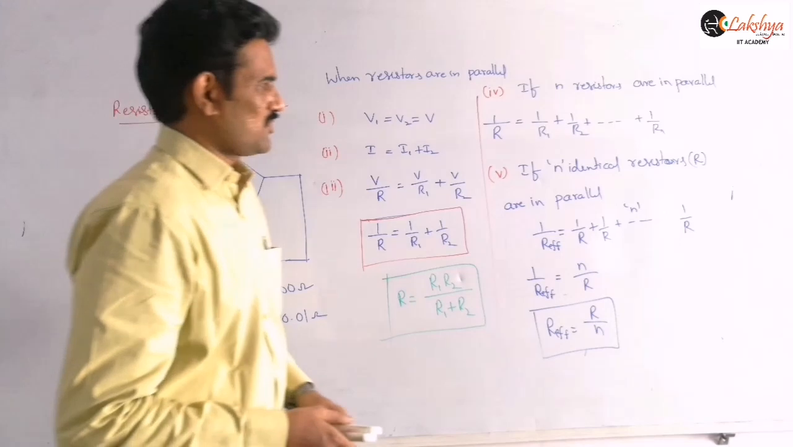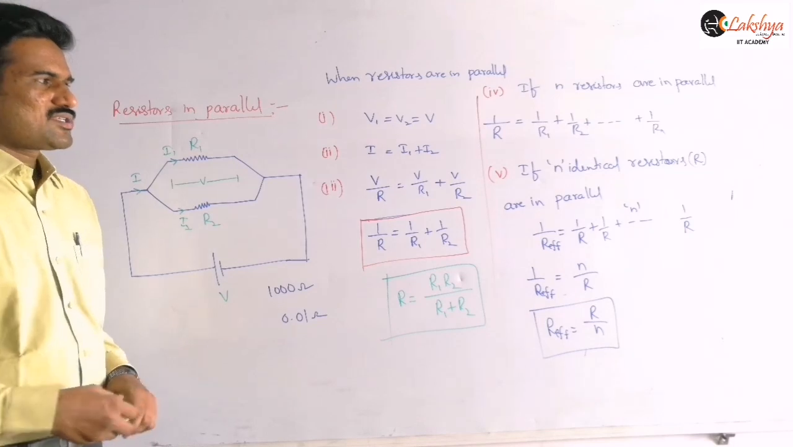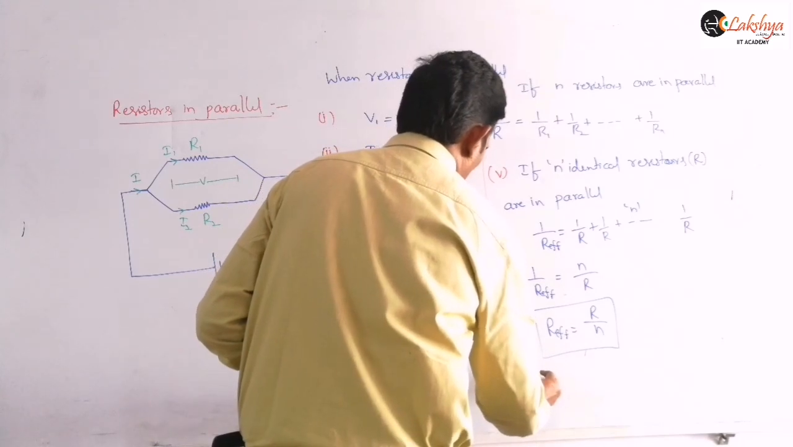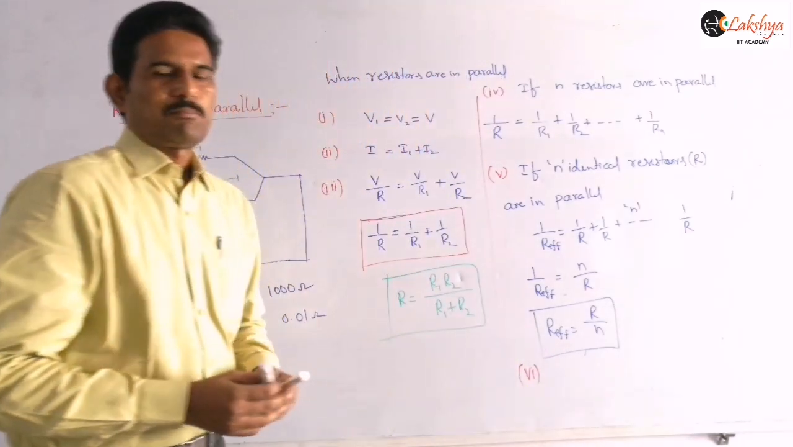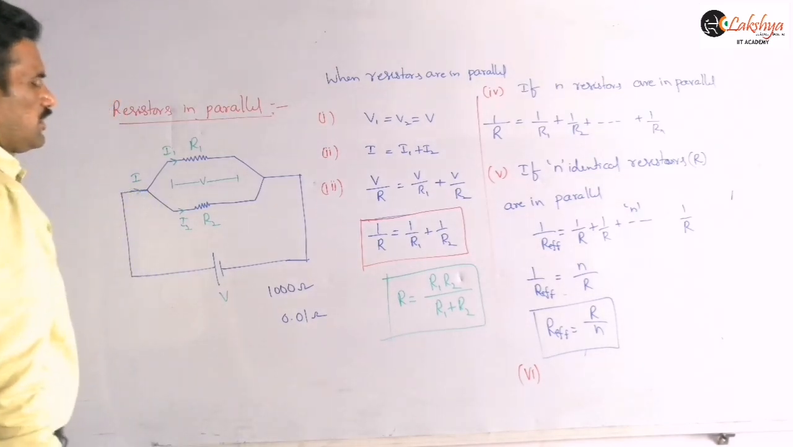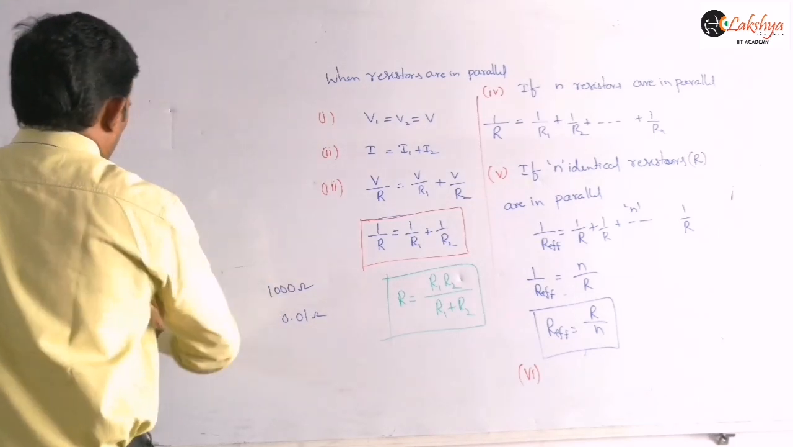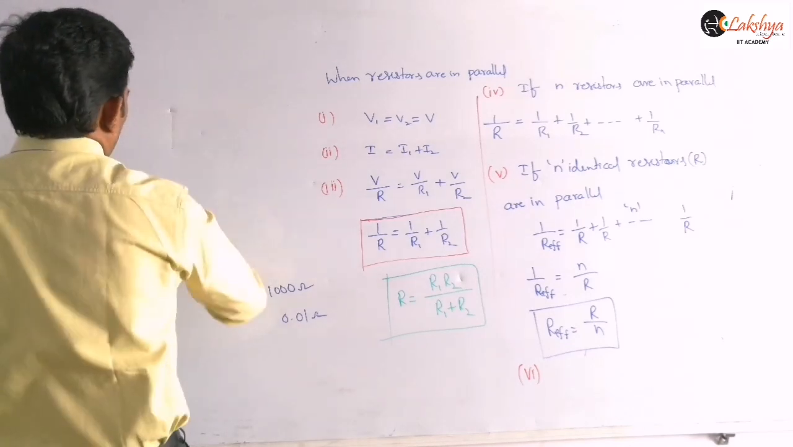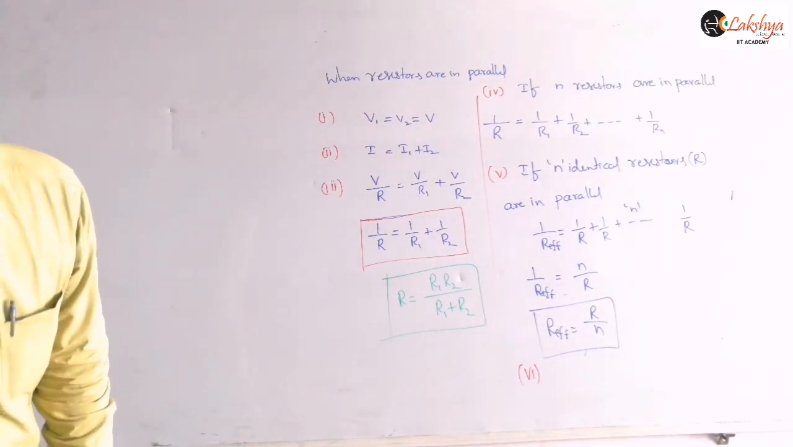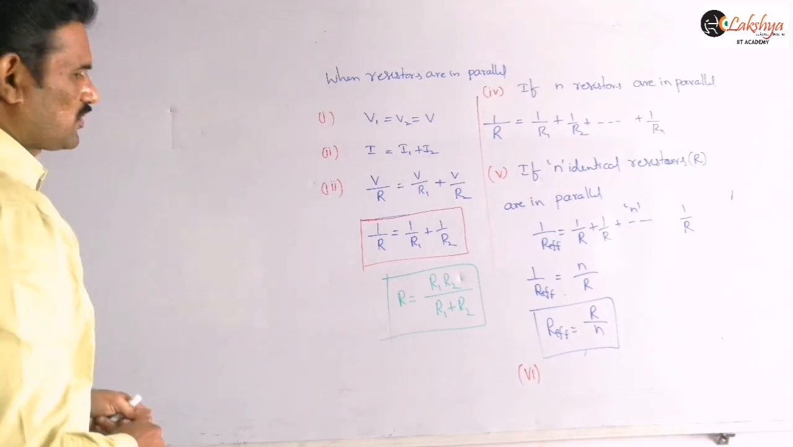So you may mention that as the next point here. Write that when resistors are joined in parallel, the effective resistance will be less than the least value in the combination.